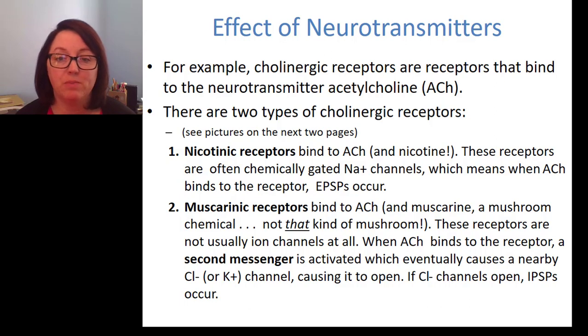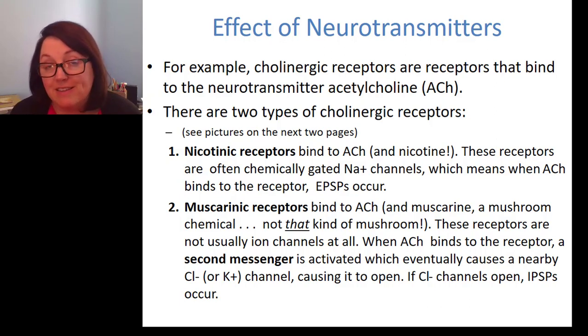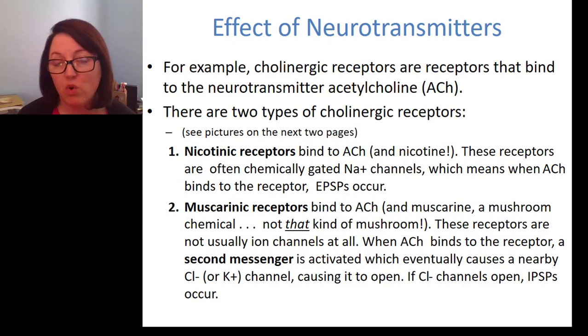Their names are really funny, but actually their names come from the fact that these receptors can bind to other things besides acetylcholine. For example, nicotinic receptors bind to acetylcholine, and they can also bind to nicotine. Anyways, that's not my point here. My point is this. The nicotinic receptors tend to be chemically gated sodium channels, which means when acetylcholine binds to a nicotinic receptor, sodium is going to rush into the neuron, causing an excitatory postsynaptic potential, because when sodium rushes in, it causes a depolarization.